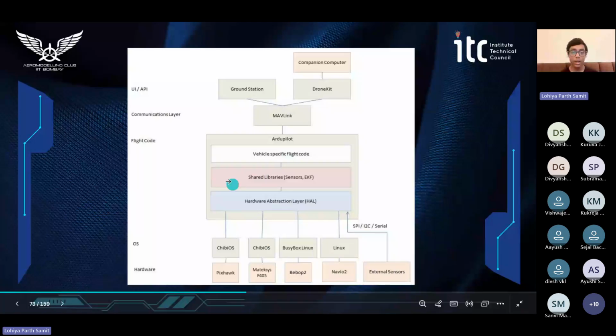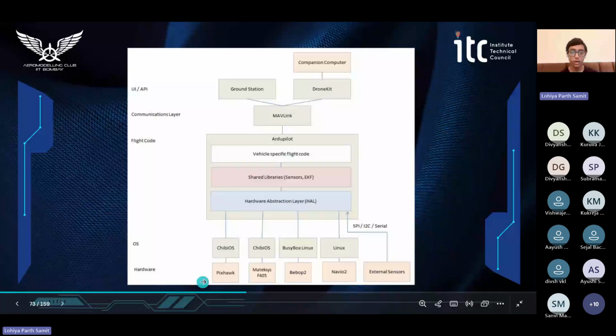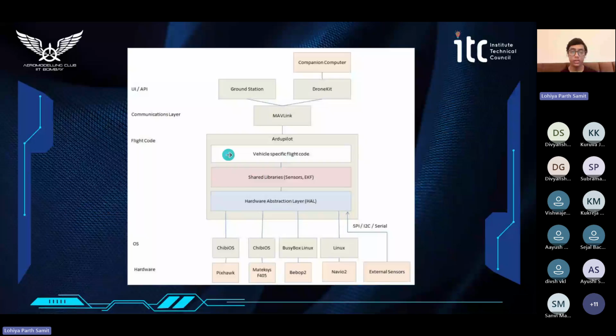Then we have the flight code that goes onto the drone. The computer on the drone is the Pixhawk, and the program or the code that goes onto the Pixhawk is the ArduPilot code, and that contains vehicle-specific flight code. For example, it would be different for a plane and for a drone, for a fixed wing and for a multirotor. It also has some shared libraries for sensors and EKF. EKF is short for Extended Kalman Filter, which will be covered by Divyansh Goyal in sensor fusion. And it also has a hardware abstraction layer.